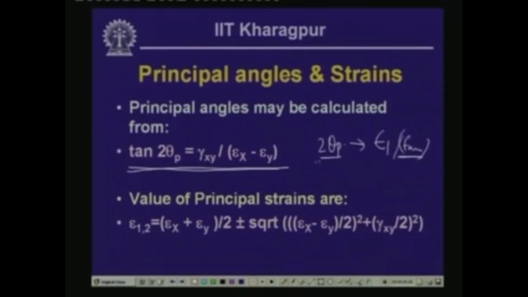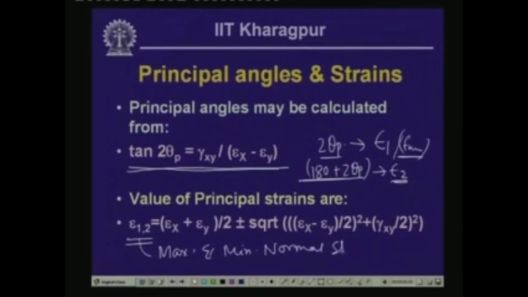Now, if we substitute 180 degrees plus 2θp as the other angle and substitute for cos and sin, we can get the value of ε2. So ε1 and ε2, the maximum and the minimum normal strain, are given as (εx + εy)/2 plus or minus, where plus is for ε1 and minus is for ε2, the square root of ((εx − εy)/2)² + (γxy/2)², as we have derived just now.